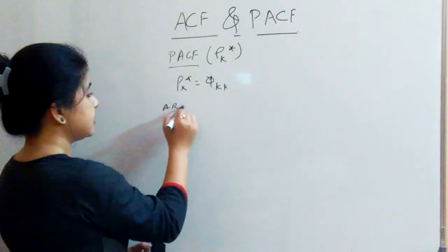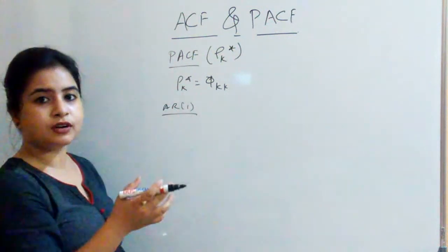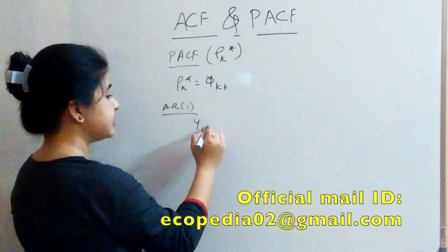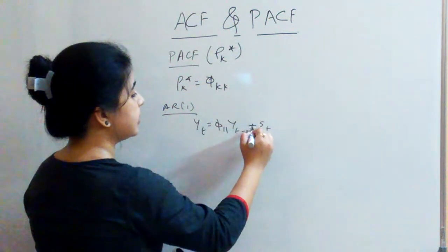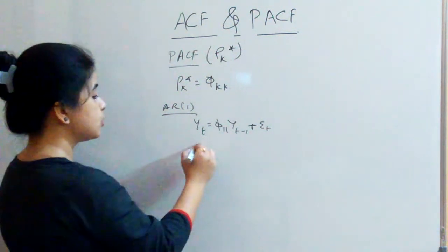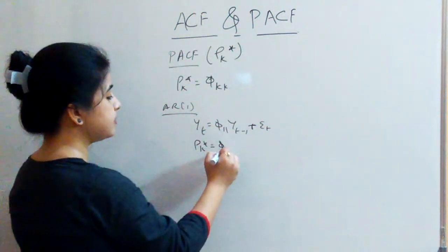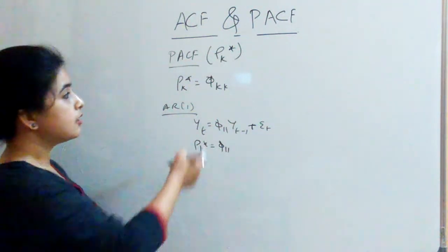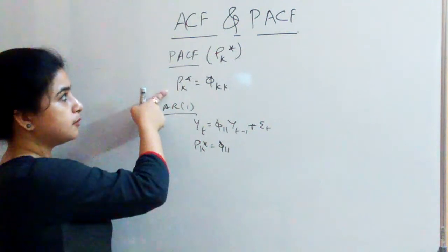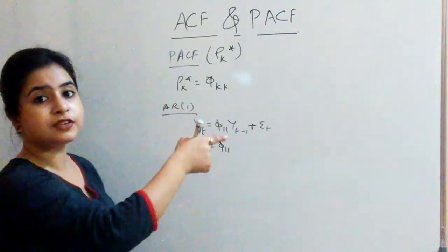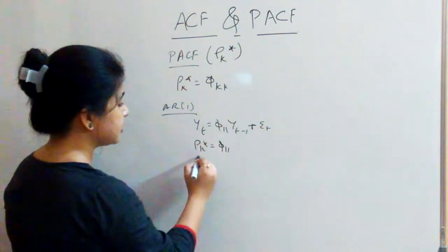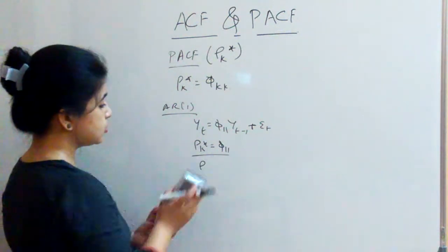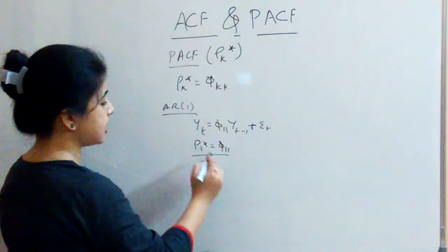Now let's take AR1 for instance, and write it as phi 1 1 yt minus 1 plus epsilon t. So what would the rho k star be? It would be phi 1 1 because the partial autocorrelation function is the coefficient of the highest degree of the lag, that is this. Now, this is rho 1 star.